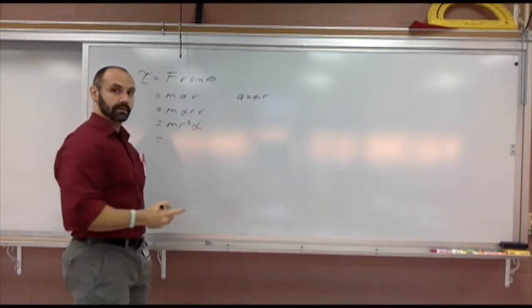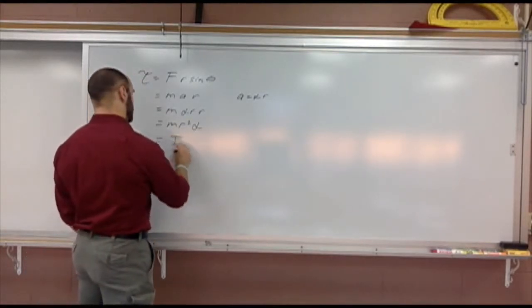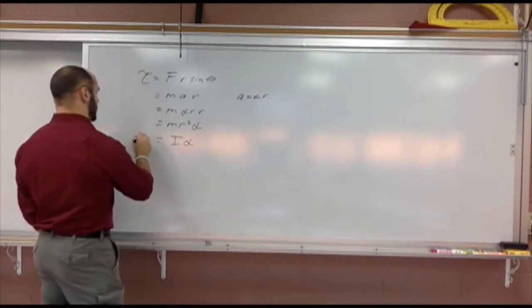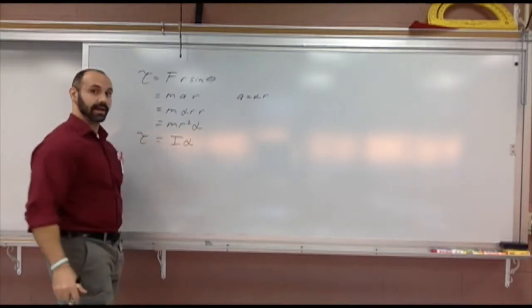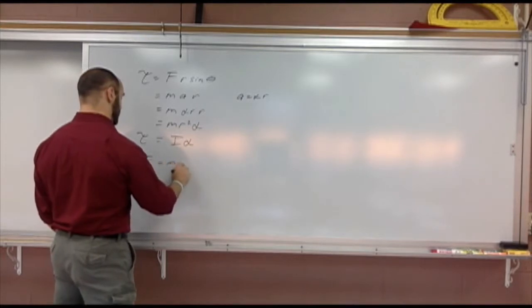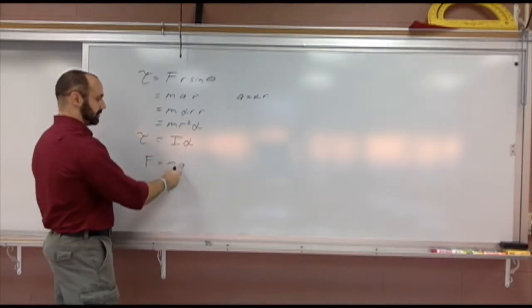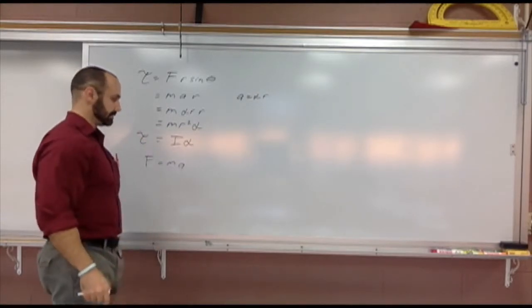M r squared is the moment of inertia for a point particle, so that is I alpha. And so I have torque equals I alpha, which is the rotational equivalent of F equals ma. Torque is force, moment of inertia is mass, alpha is acceleration.